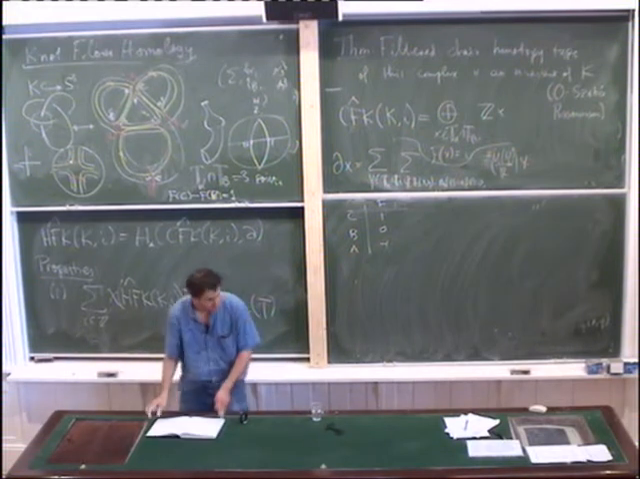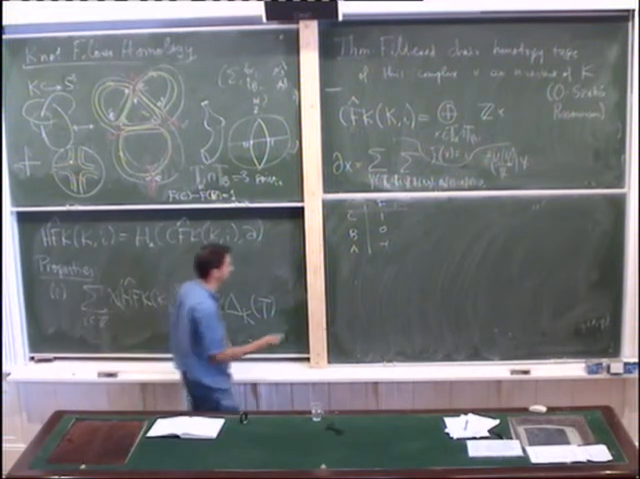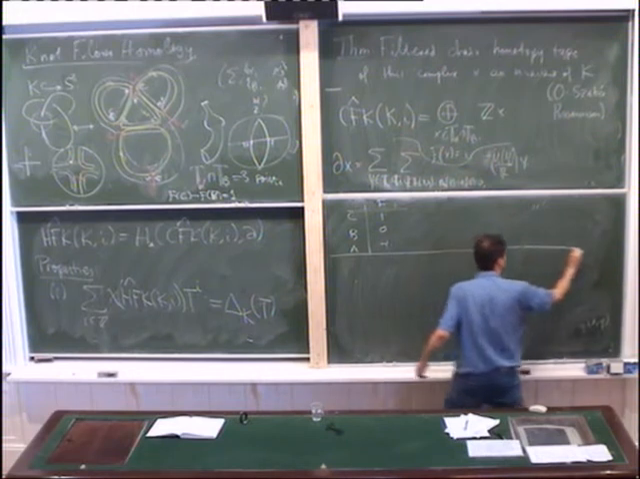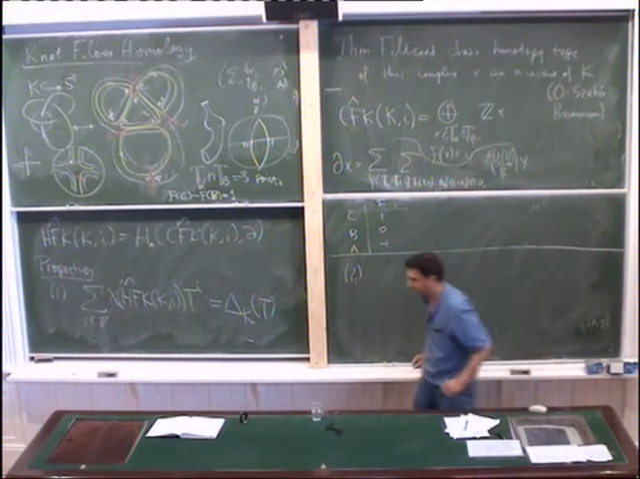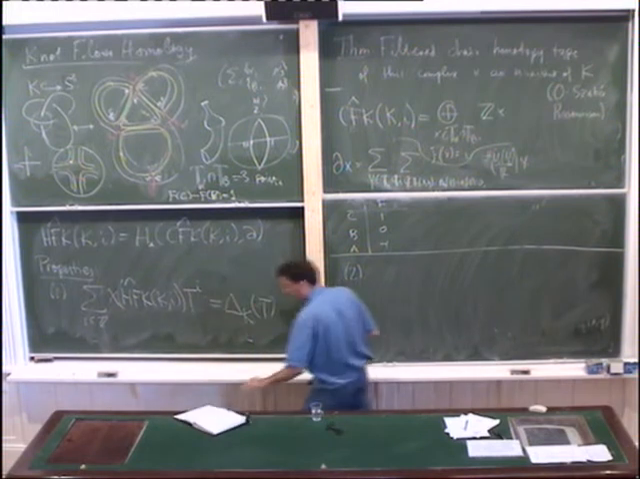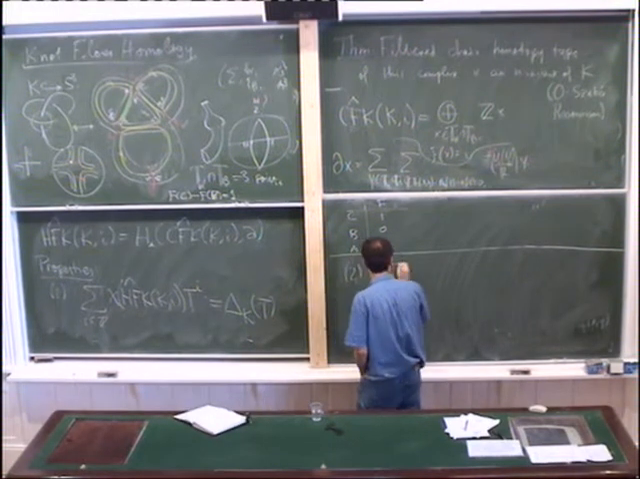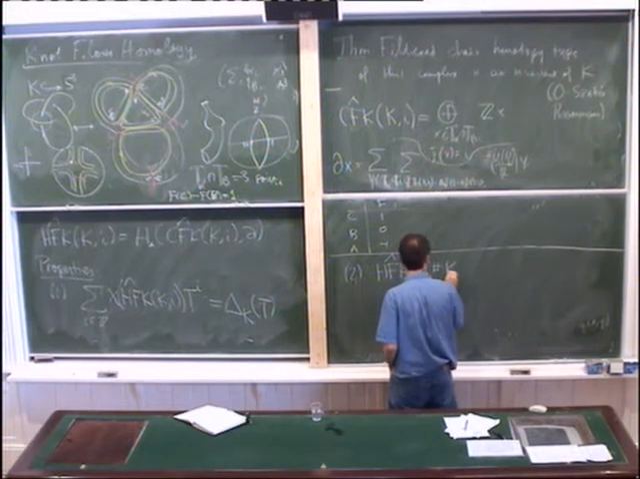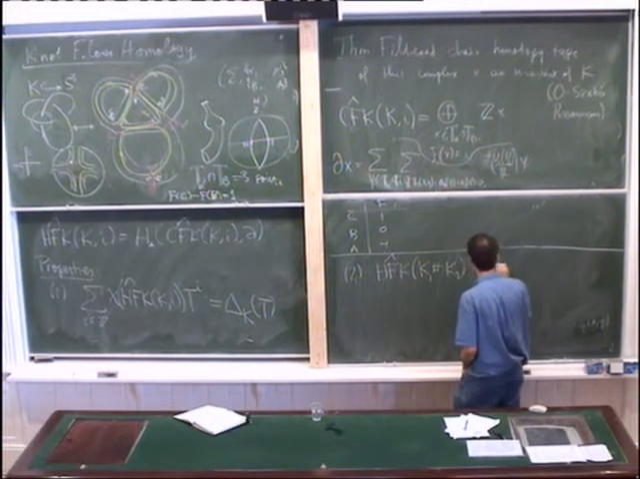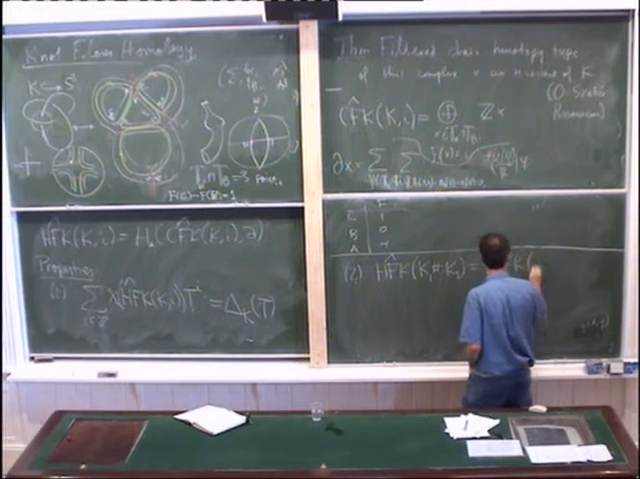Okay, so let me give you some other properties of knot Floer homology. The second property of knot Floer homology is that the knot Floer homology of a connected sum of 2 knots is the tensor product of the knot Floer homologies of the 2 corresponding knots.